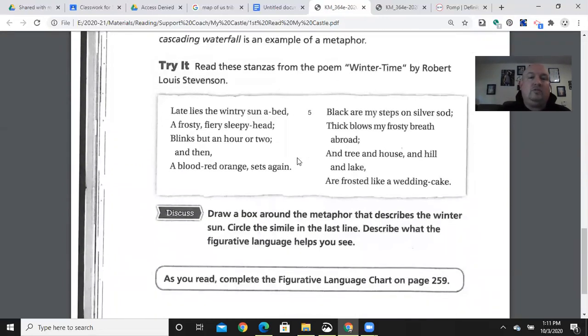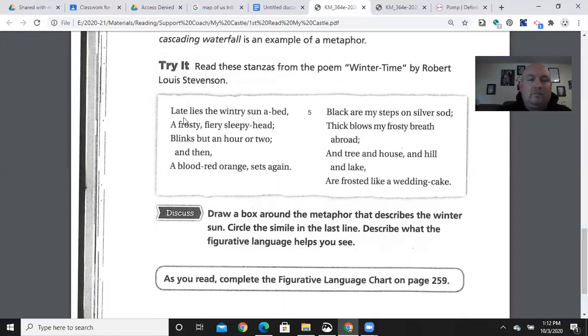Let's look at these stanzas from the poem Wintertime by Robert Louis Stevenson. Late lies the wintry sun abed, a frosty, fiery, sleepy head. Blinks but an hour or two, and then a blood red orange sets again. Black are my steps on silver sod. Thick blows my frosty breath abroad. And tree and house and hill and lake are frosted like a wedding cake.